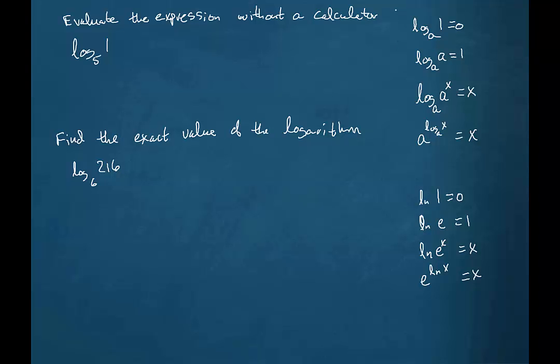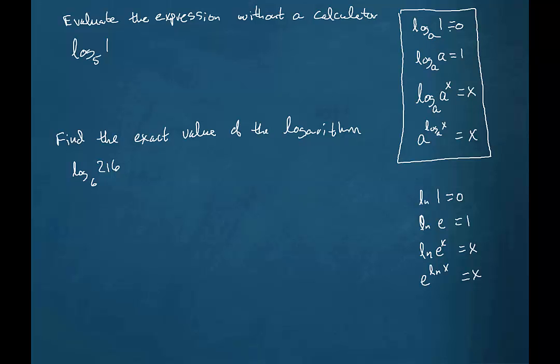Over here on the right, we have some log properties that we're going to need to remember. And we're going to practice with them so much that it's going to become natural. We won't even be thinking about them. The first is that the log base A of 1 is 0. Remember that A must be positive and can't be 1.